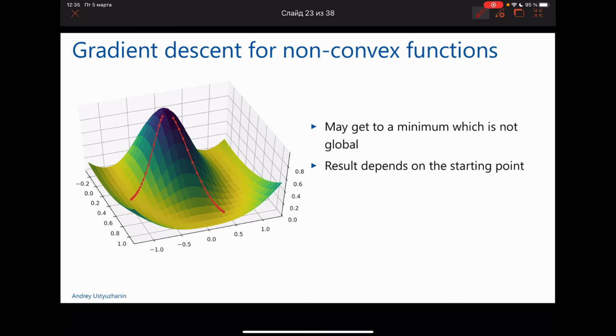For non-convex functions, things become a little more fancy because, first of all, we may get to a minimum which is not global, and also we have a dependence on the starting point. So if we start from here, we get here. If we start from here, we get to a completely different place here.